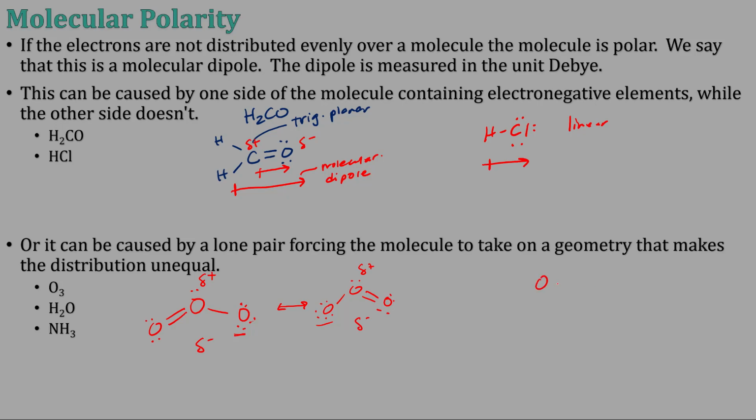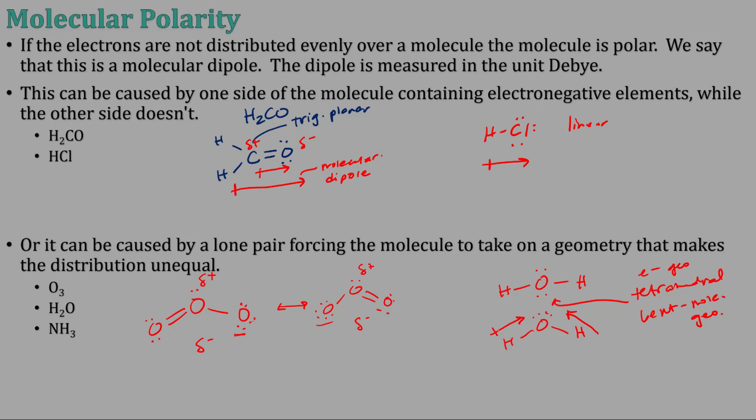Water. A lot of people draw water like this, which is fine, but you need to realize that this is bent because those lone pairs of electrons push those bonds down at an angle. So this would be tetrahedral for the electron geometry, but it would be bent for the molecular geometry. And because of that, and all of the negative electrons up on oxygen, we can draw it like this, and you can see much better that the electrons in the bond between oxygen and hydrogen are being pulled up towards oxygen because of oxygen's electronegativity.